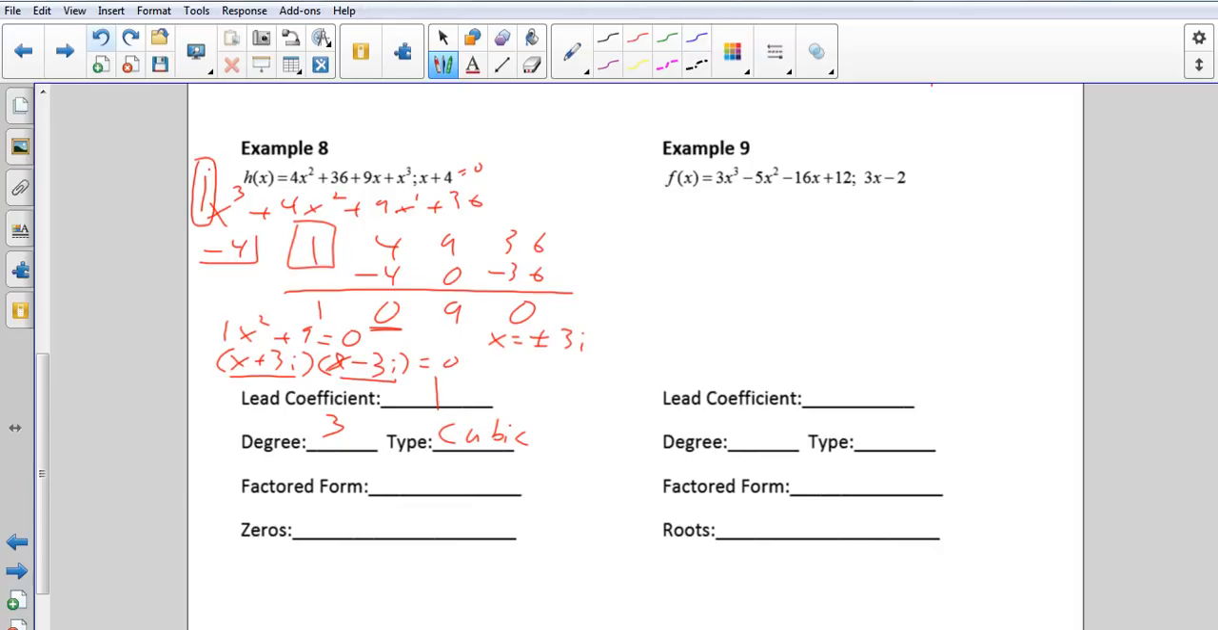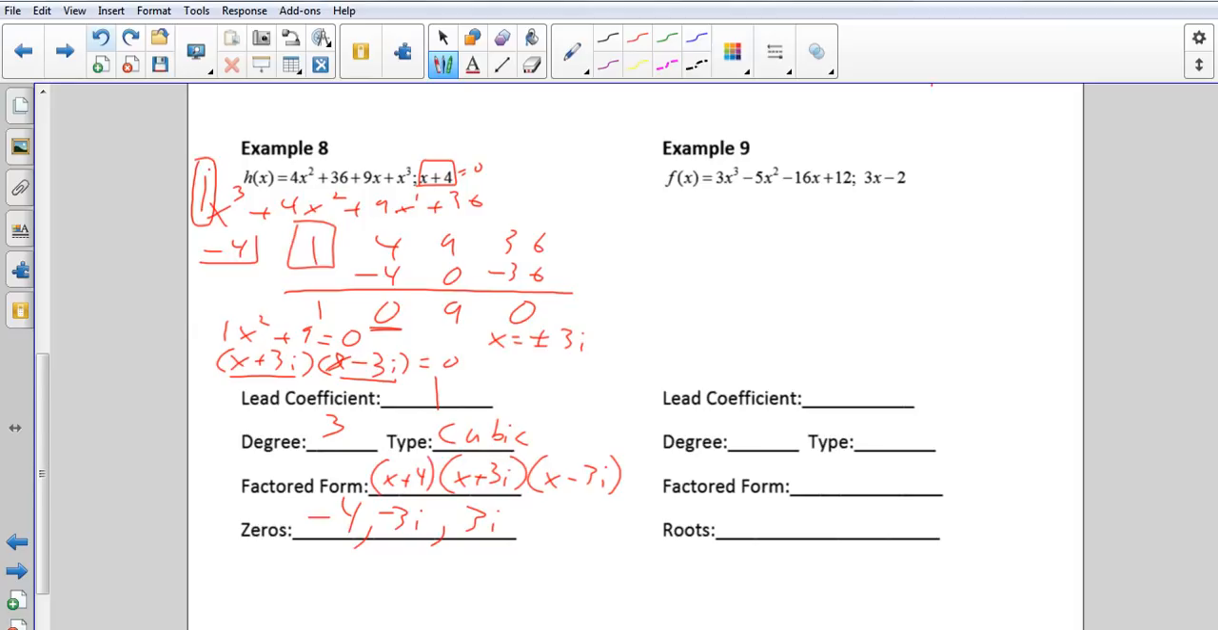And factored form, okay, this is the tricky part. You've got to remember our original divisor. So it's actually x plus 4 times x plus 3i times x minus 3i, which leads to our zeros of negative 4, negative 3i, and positive 3i, which once again could be written as plus or minus 3i. Just want to show both ways.